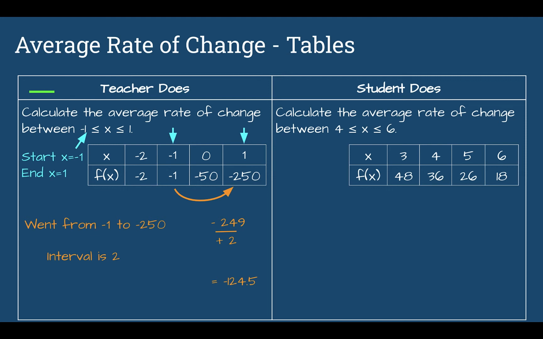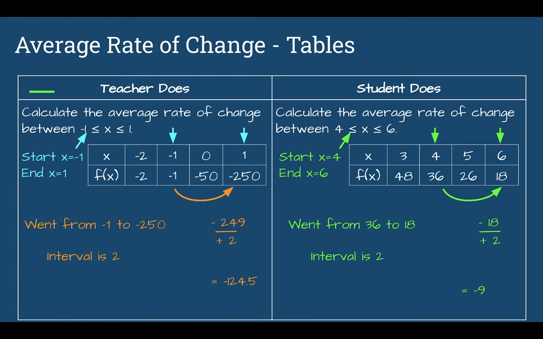Now it's your turn. Pause the video and calculate the average rate of change between 4 and 6. Let's check. You should have found that the average rate of change is -9. To get that, start at 4, end at 6. So this time it went from 36 to 18, which is down 18. It took 2 units in the interval to get there, so negative 18 divided by 2 is negative 9.